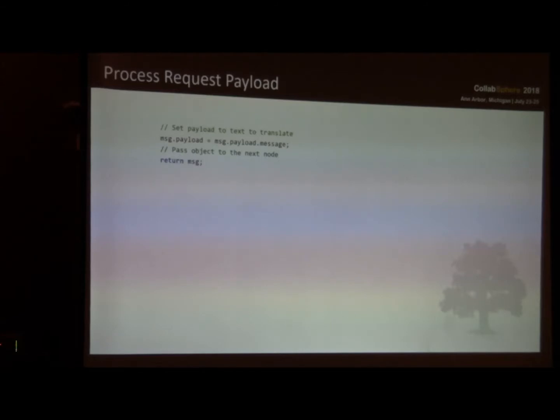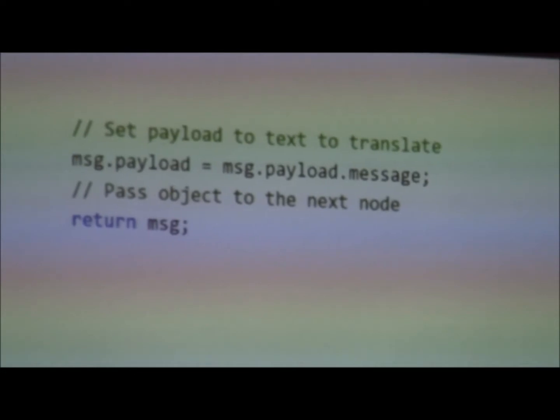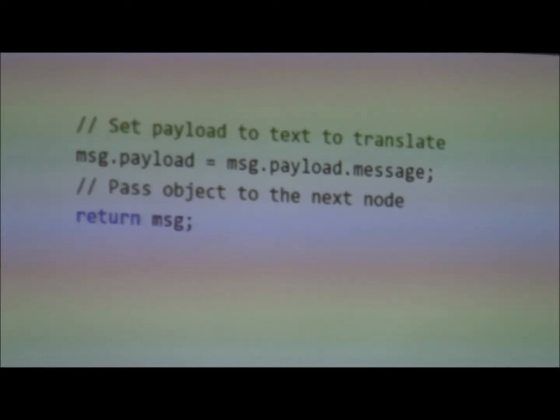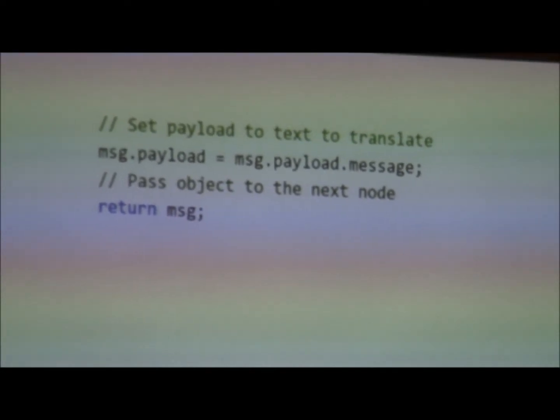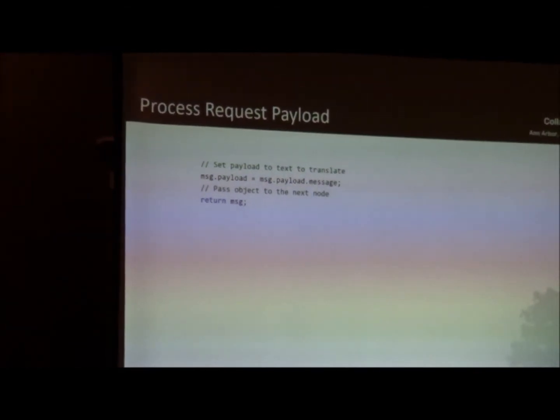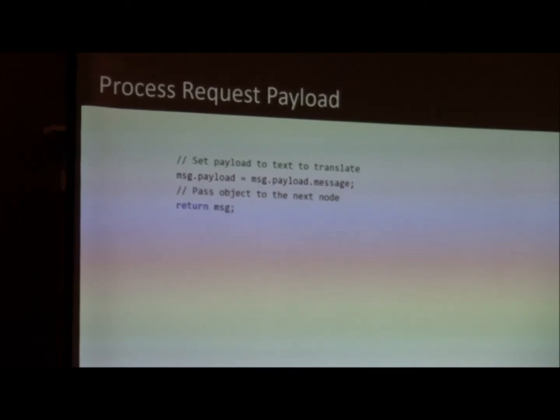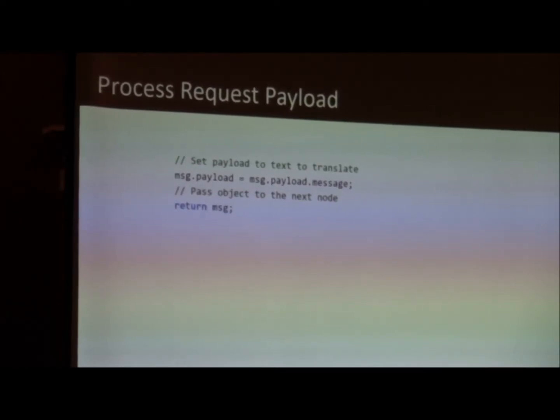So when I call it, I do message colon and then the text, in my JSON object, I'm calling from the browser. I'm coming over here at message.payload.message. But the translation node wants this for the text just in payload. They don't want the whole object that's coming in, they just want the text. So that's what I'm doing here. Just a regular JavaScript assignment. And then I return it to pass it on to the next node.